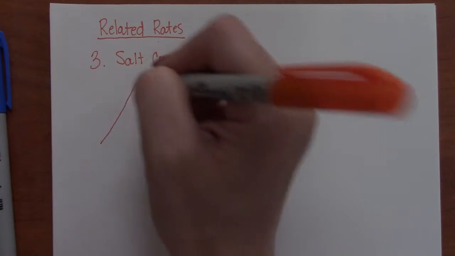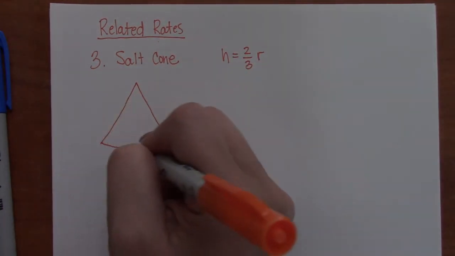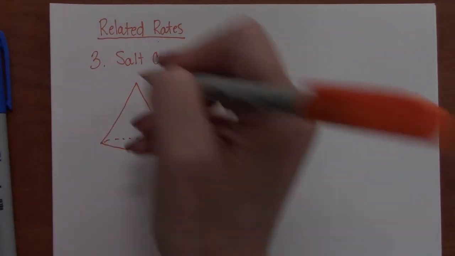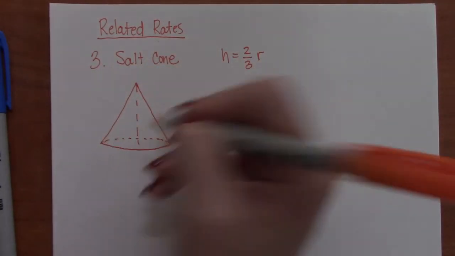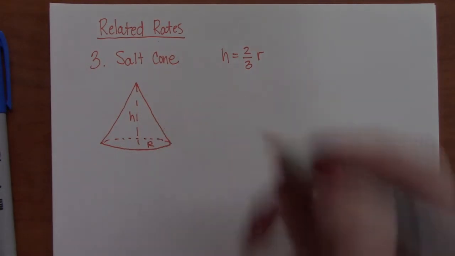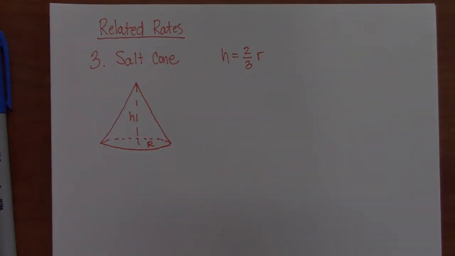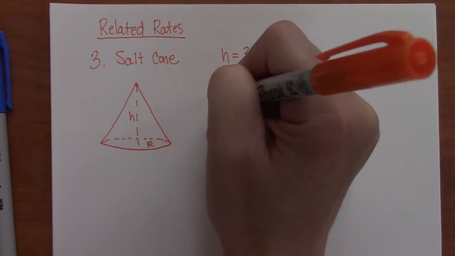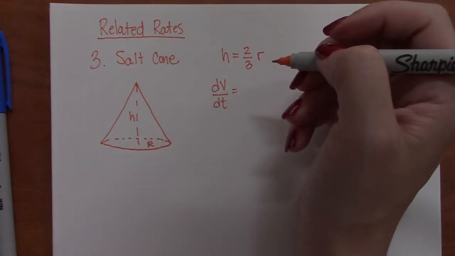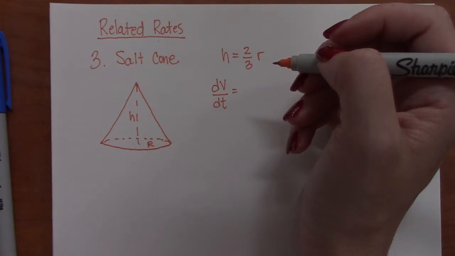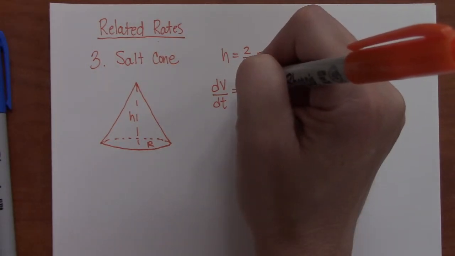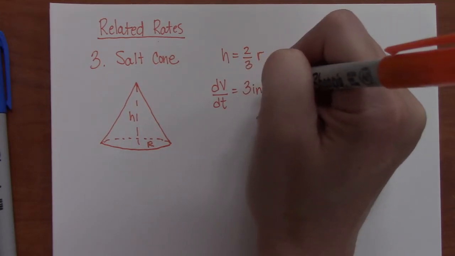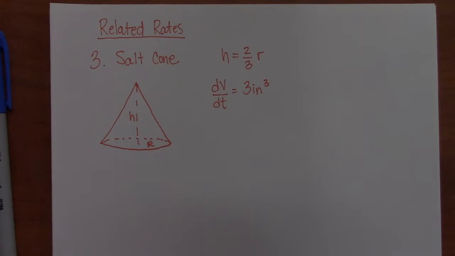So we had a pile of salt that was forming a cone where no matter how much salt we poured in, we always had a height that was 2/3 of the radius. We also told you that the rate that the salt was flowing in was 3 cubic inches. And so it's a positive 3 because we're adding volume to the pile, okay?